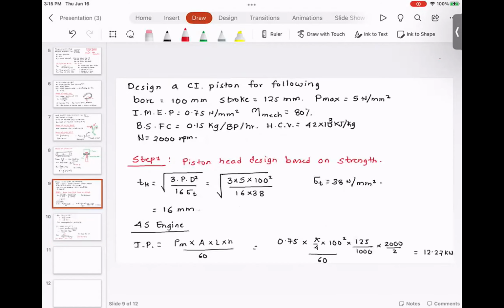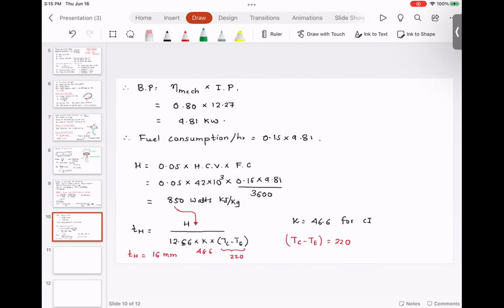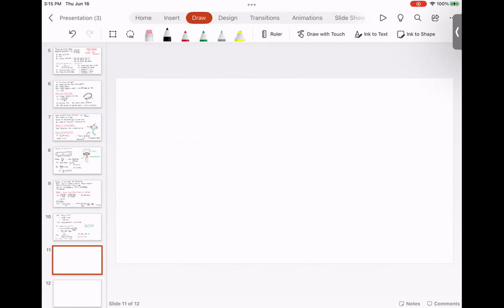Compare that with the previous answer. So we got TH as 16, so we are okay. So we'll say TH equal to 16 millimeter. Next part is piston rings, assuming 4 rings.